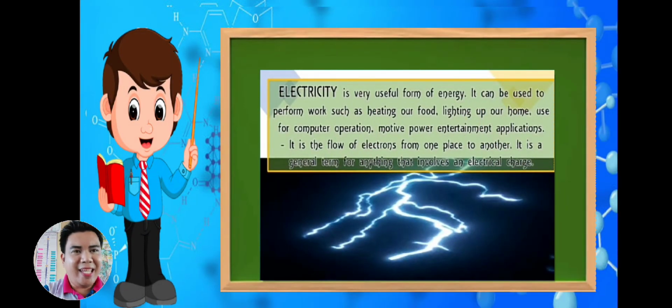While electricity is a very useful form of energy, it can be used to perform work such as heating, lighting up our home, computer operations, motive power, and entertainment applications. It allows electrons to flow from one place to another. It is the general term for anything that involves electrical charges. That is the role of electricity.